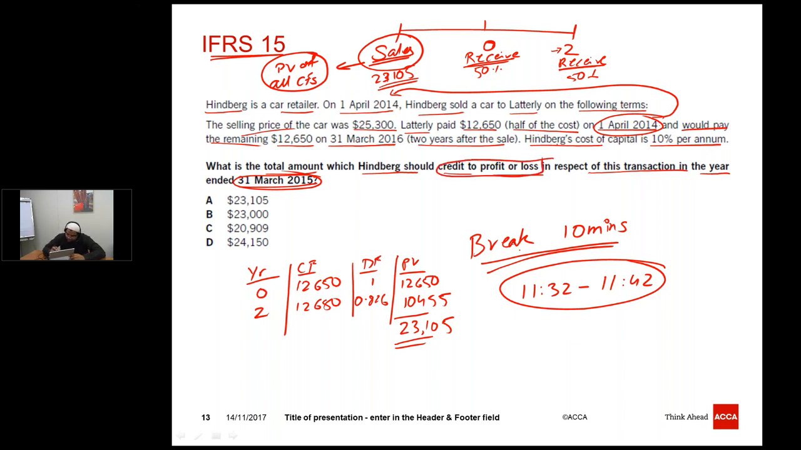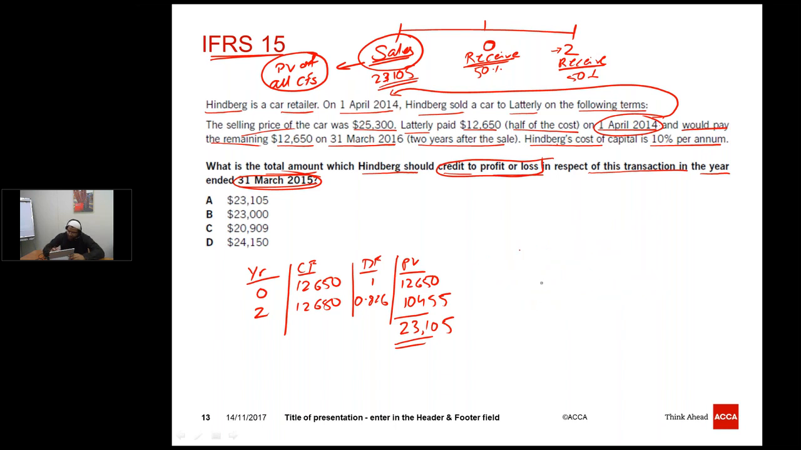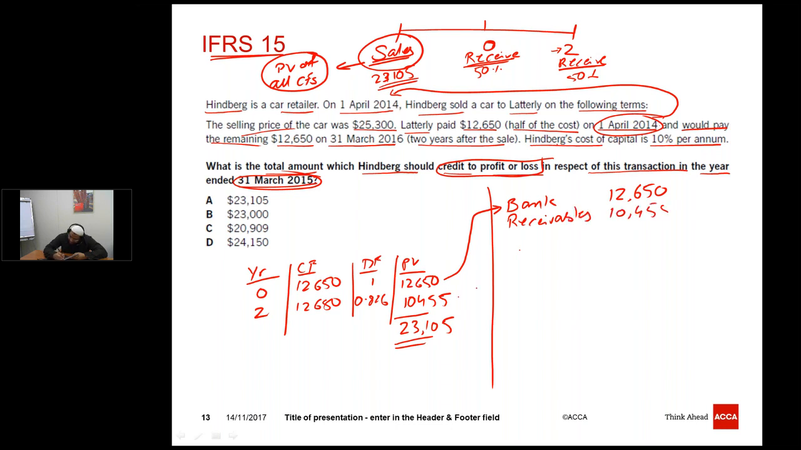So if I write down the accounting entry, the entry is bank debit by 12,650, this amount that I've received, and receivables debit by 10455, this amount which is going to be received in year 2, and revenue credit by 23105. This is the entry for the revenue. But the question has not asked for the revenue, the question has asked for the entire amount.